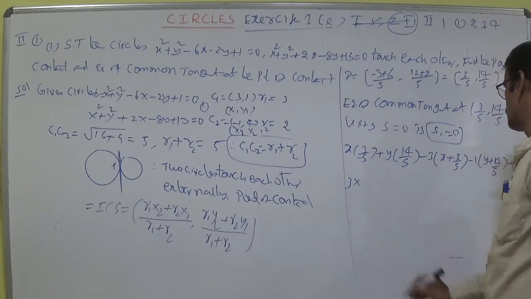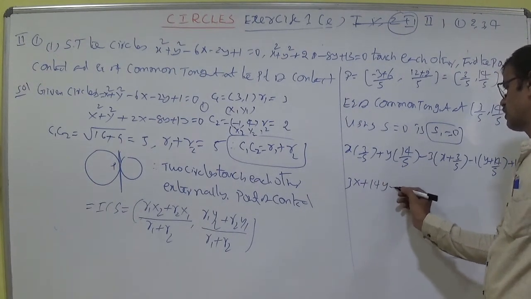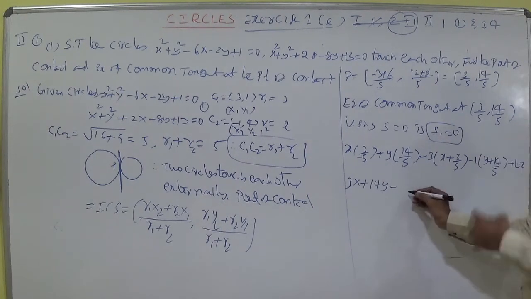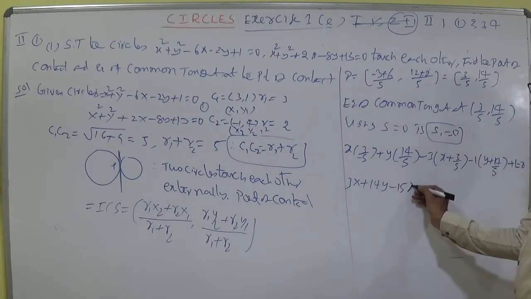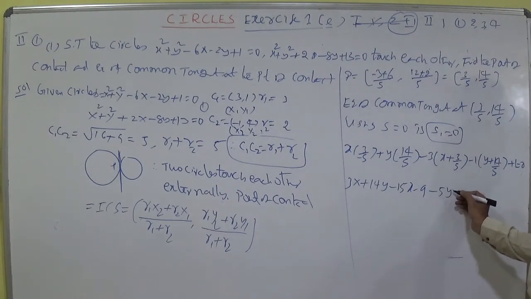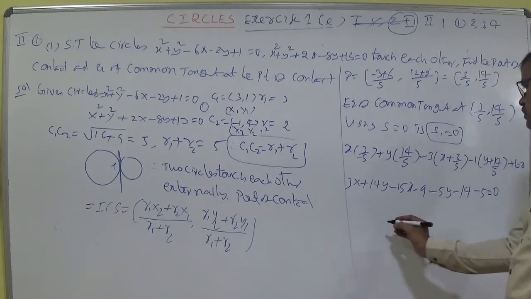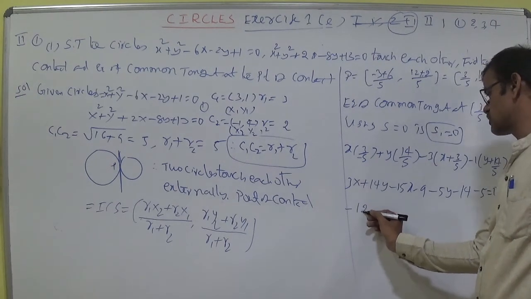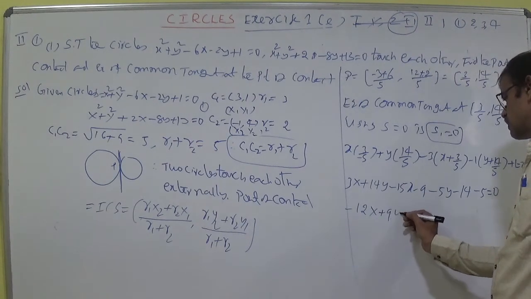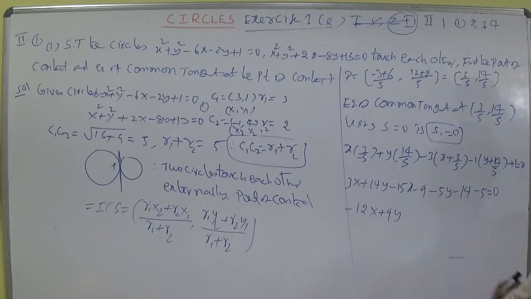We can take LCM as 5. So 3x plus 14y minus, by taking LCM, 5 times minus 3 is minus 15x, minus 9, minus 5y minus 14, plus 5, equal to 0. 3x minus 15x is minus 12x, 14y minus 5y is 9y, minus 9 minus 14 plus 5.